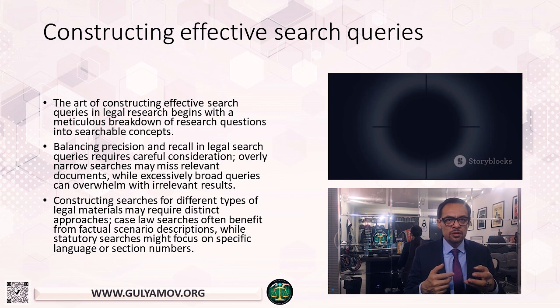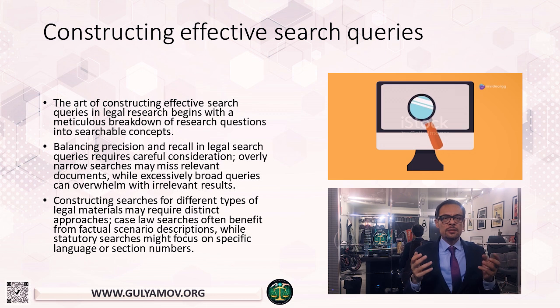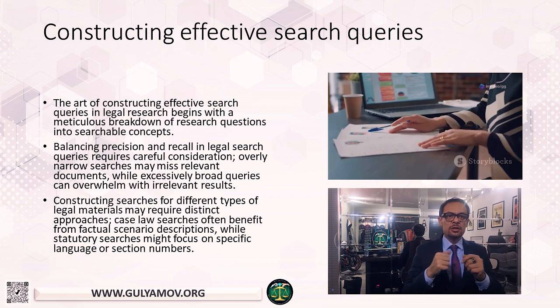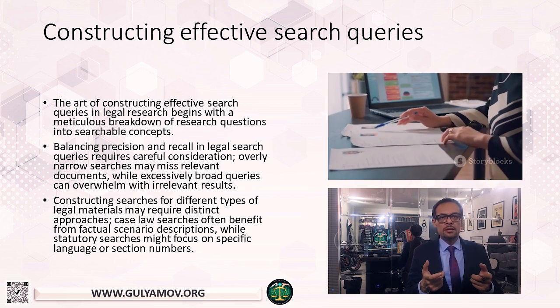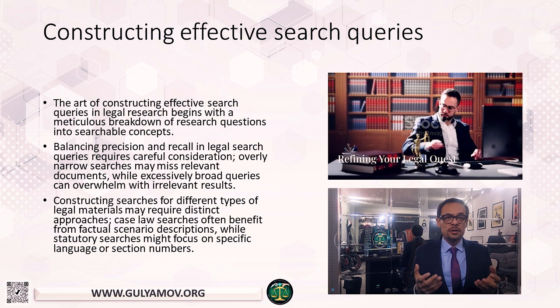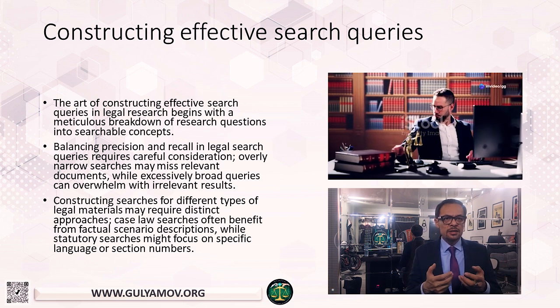Balancing precision and recall in legal search queries requires careful consideration. Overly narrow searches may miss relevant documents, while excessively broad queries can overwhelm with irrelevant results. Legal terms of art and common language variations must be accounted for, often necessitating the use of synonyms or alternative phrasings. For example, a search on corporate veil piercing might include terms like disregard corporate entity or alter ego doctrine.